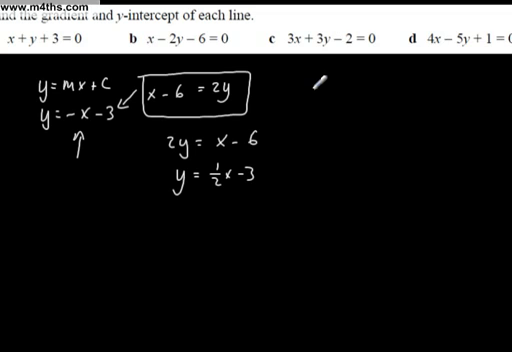This one here, we're going to leave the 3y this side, subtract 3x from both sides, add 2 to both sides, and divide by 3. y is equal to minus x plus 2/3. Gradient of -1, y-intercept of 2/3.